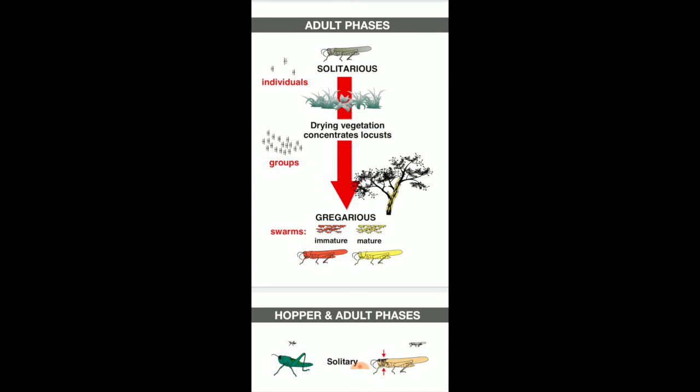Okay. Now again, after several generations of favorable breeding, the locust numbers continue to increase. Then they can become fully gregarious and they form swarms. Remember, the pink adults are immature swarms and the bright yellow adults are mature swarms.